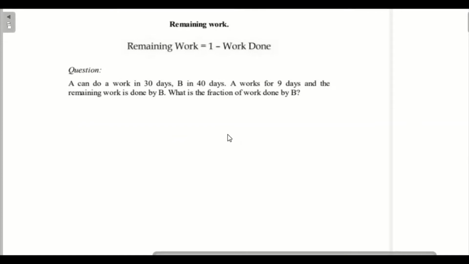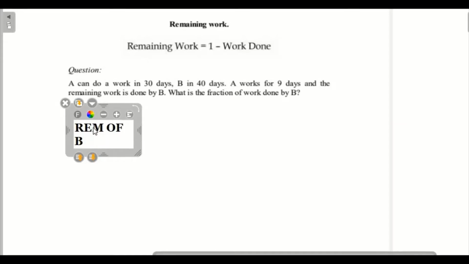Okay, here is the question. A can do a work in 30 days, B in 20 days. So two people are working. A works for 9 days and the remaining work is done by B. So what is the fraction? So A did part of the work and B has completed the remaining work. So we have to find the remaining work. Okay, so remaining of B, we have to find the remaining work done by B.